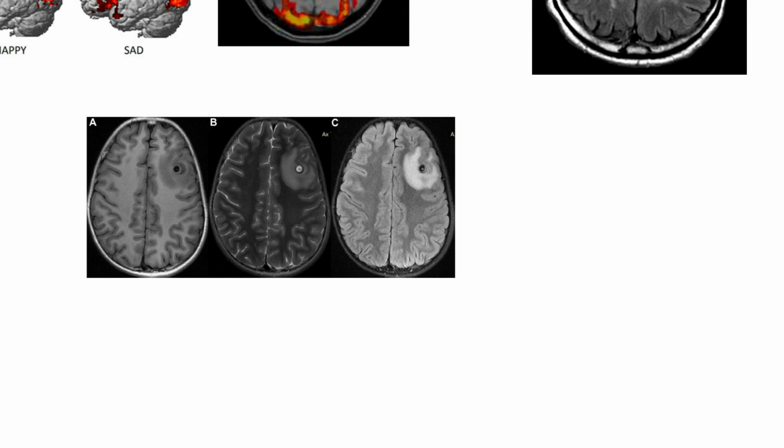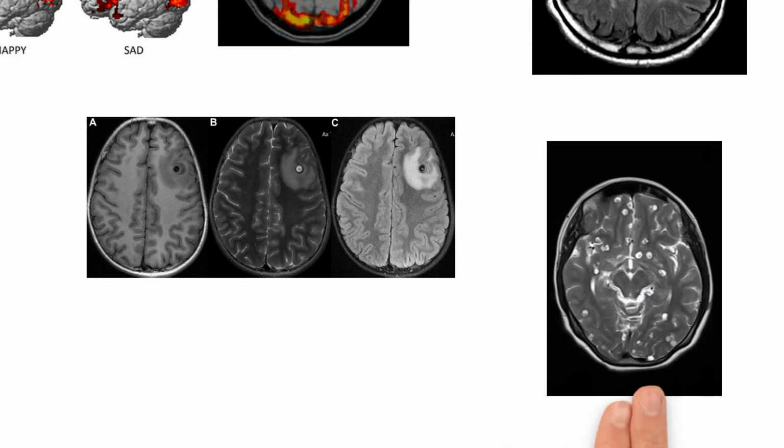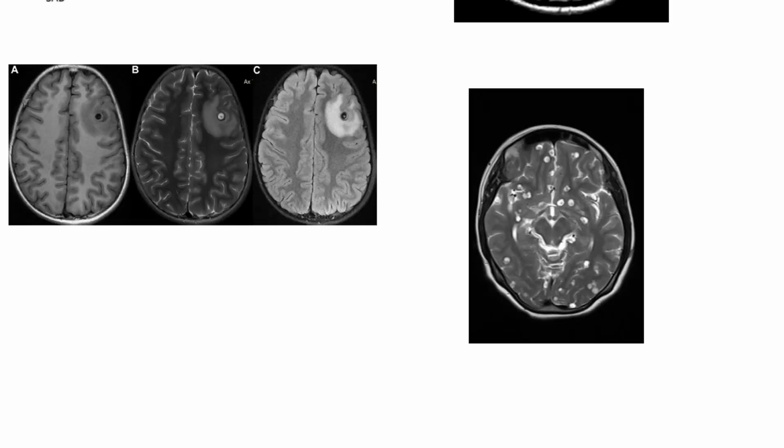This is an unusual finding. Typically, this is what we see in the patient, multiple cysts throughout the brain. In some, you can even see the worm inside the cyst. This ends the video on the MRI Gallery.